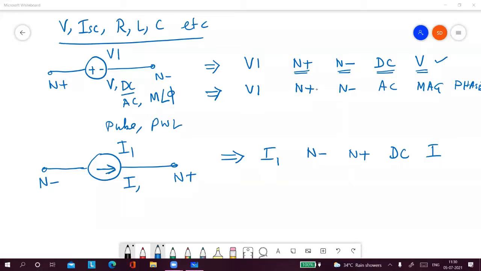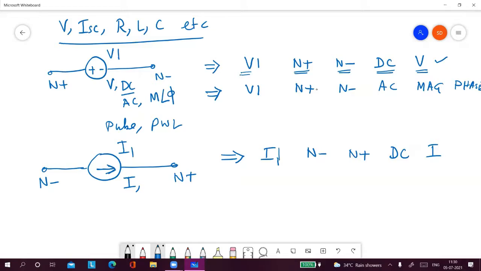Similarly, remember the first letter V always indicates you have an independent voltage source. If the first letter is I, it indicates that you have a current source.